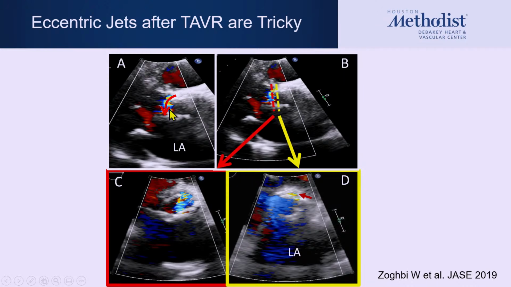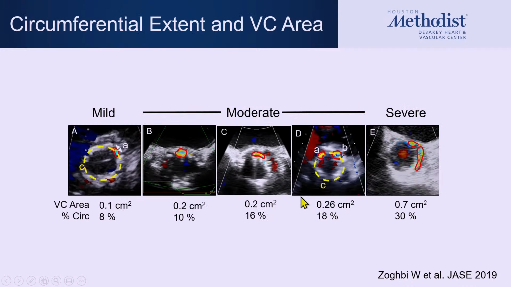The valve itself may occur at this level here, so you have to have a nice sweep and scan, because if you image just further below the valve, you will overestimate what the regurgitation is, and you have to be really at the site of where regurgitation is.